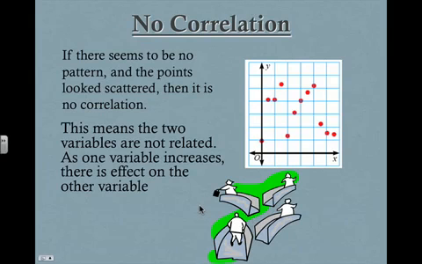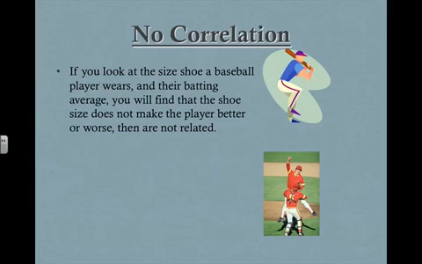An example of no correlation is where there seems to be no pattern at all. As x increases here, sometimes y decreases, sometimes it increases. So there seems to be no connection or no relationship between these two variables. If you take a look at baseball players and their batting average, you'll find that there are some people with small shoes who are good batters, and some people with big shoes who are good batters, and vice versa. Some of them are not good batters. So overall, there's no relationship between the ability to hit a baseball and your shoe size. So that's no correlation.